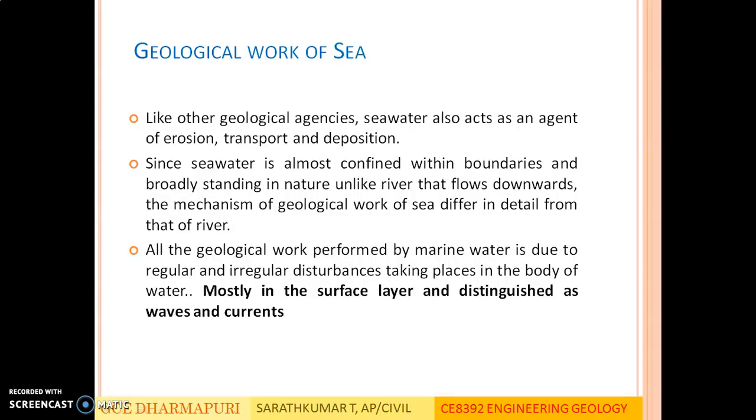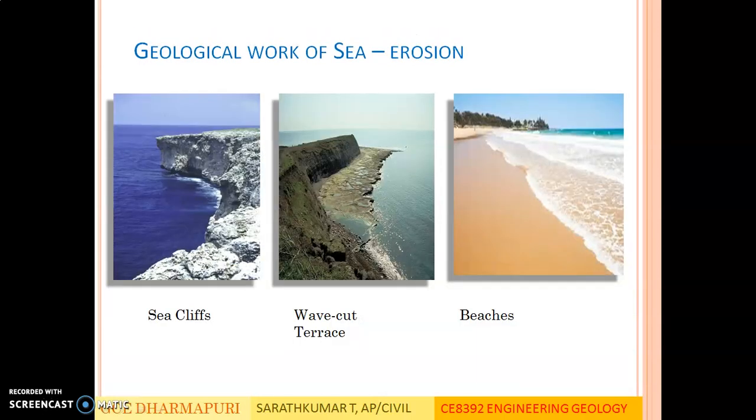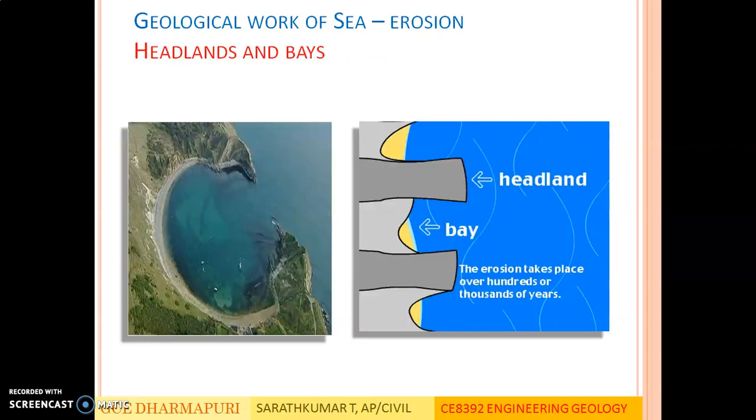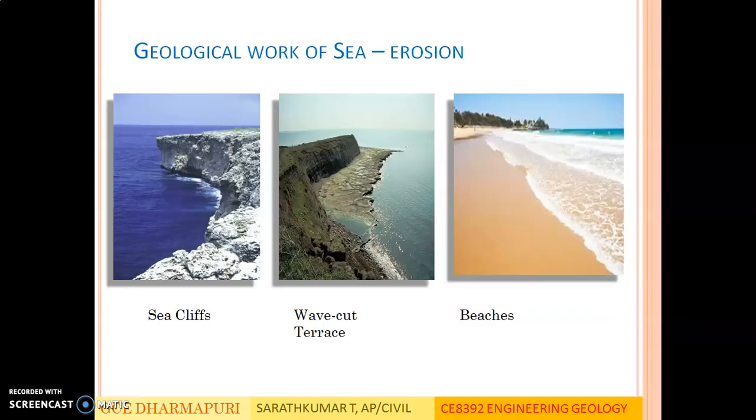Geological work of sea. Since the water in the ocean is not stagnant, the geological work of the sea is mainly due to waves and currents. The process of erosion happens in the oceans in the form of marine erosion, marine abrasion and marine corrosion. Due to erosion, the natural forms that are formed are headlands and bays, sea cliffs, wave-cut terraces and beaches.